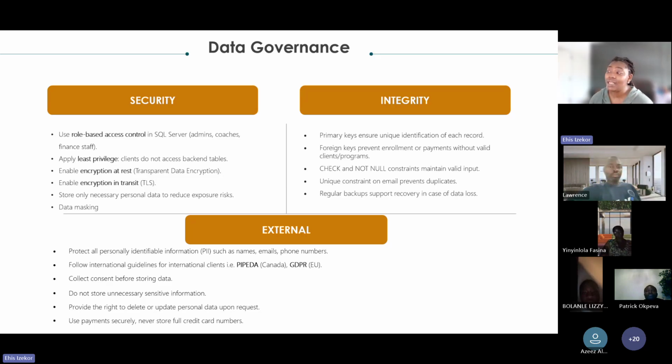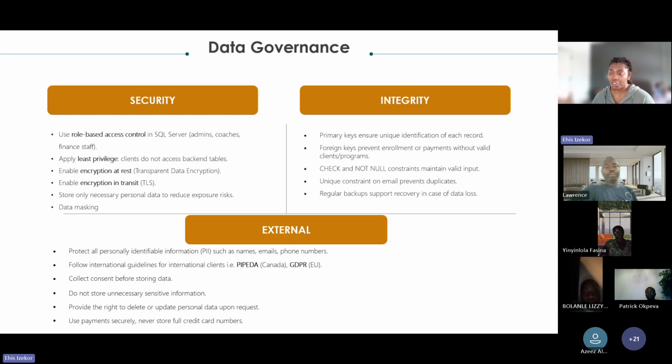Then for the data integrity parts, primary key, I've already spoken about that. Then we have foreign keys. Then we're doing check constraints to ensure data integrity. Then there's also the unique constraints and regular backups in case data needs to be recovered. Then for external, we're protecting PIIs, which is personal information, as much as possible.